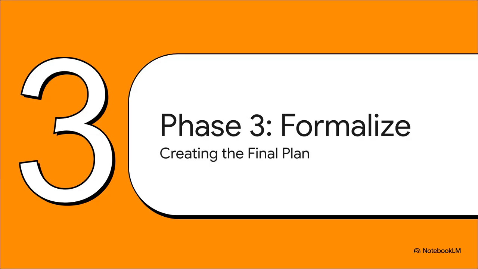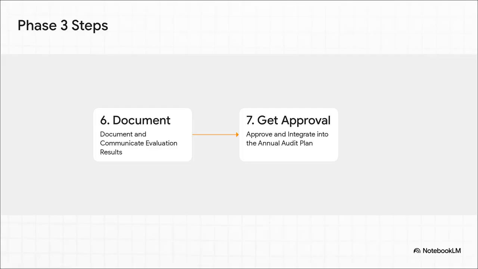Finally, we get to phase 3, formalize and approve. All the tough decisions have been made. Now it's time to get it all on paper and get the official sign-off. The last two steps in the whole process are to document and communicate our findings, and then get the plan formally approved and integrated. Step 6 is all about transparency and creating a clear audit trail.